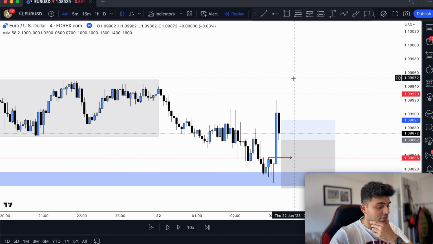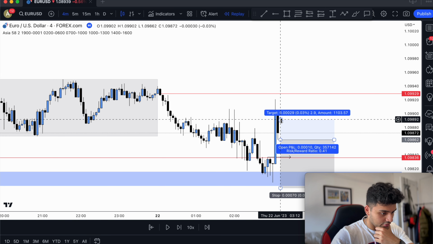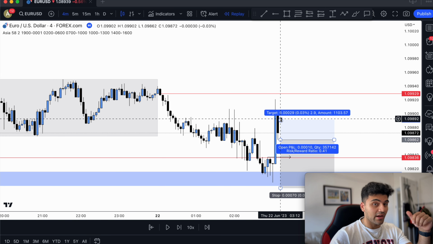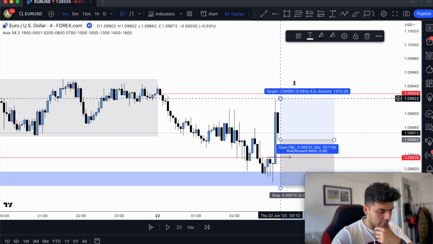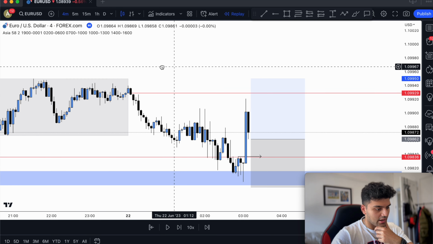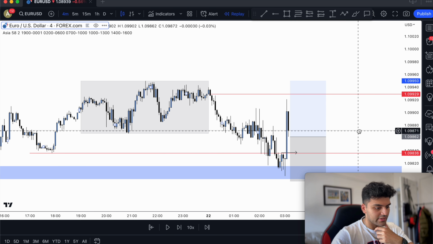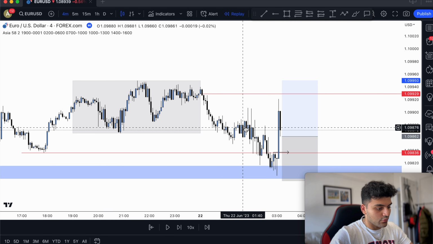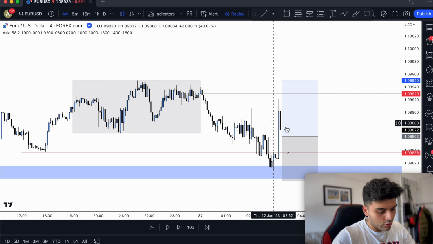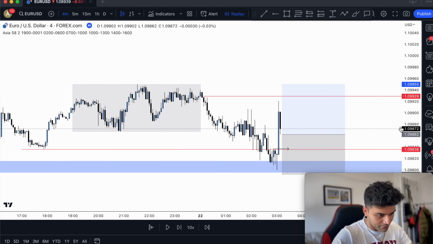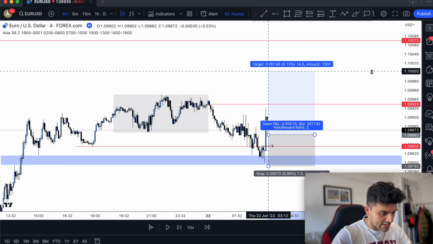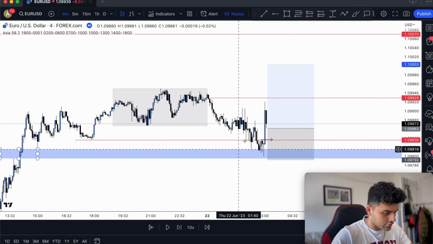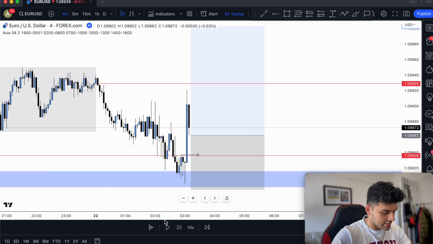And we have various areas of liquidity to target. We have one here, you could take a partial maybe. Obviously the Asian high is another liquidity target. And one more thing is that we're buying underneath the opening price, as ICT says, which is very high probability as well. So I went for a standard 2R. So let's play price and see what happens.